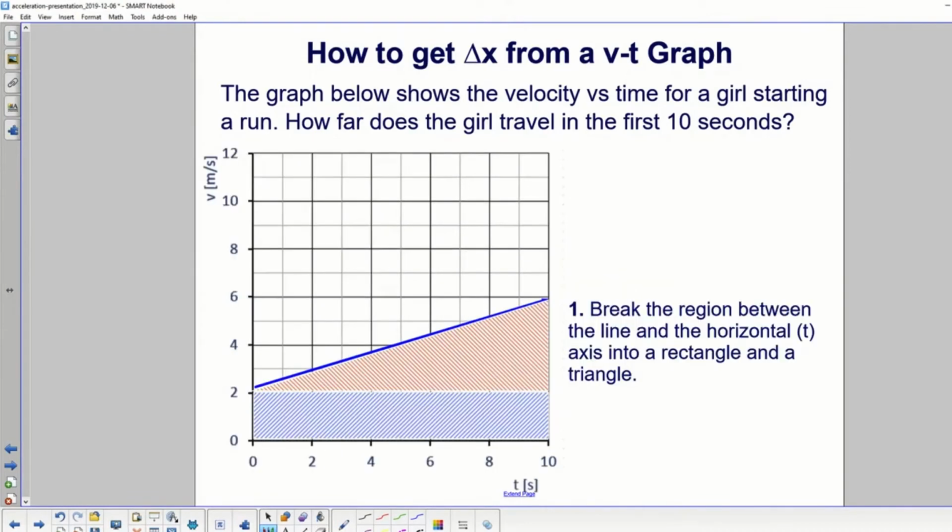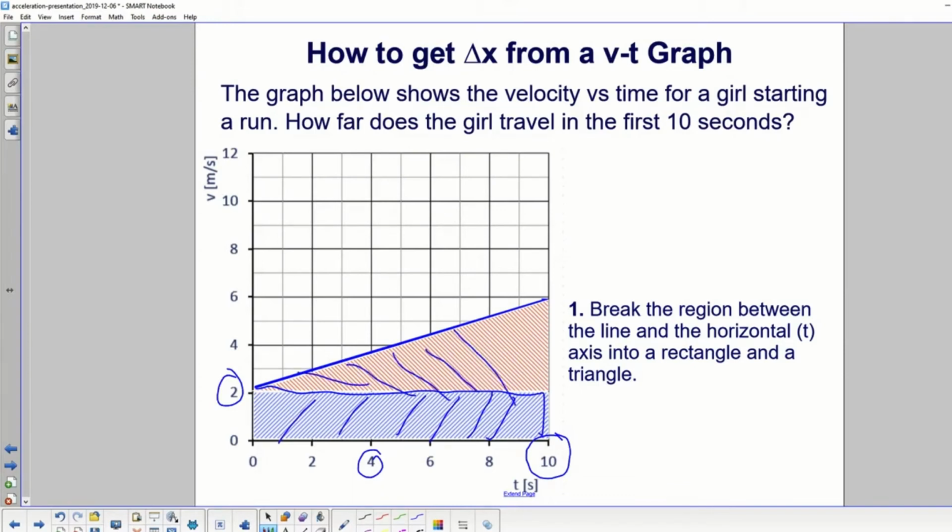First thing, make sure you mark off the time that we're interested in. In this case, it's 10 seconds, so it's using the full graph. But if they had said in the first 4 seconds, you would have terminated it right here. So let's break it into a rectangle and a triangle. Here's our initial velocity. This piece gives us our rectangle. Then what do we have? We have an acceleration, or an increasing velocity, and that's our triangle. So we're done with the first step.